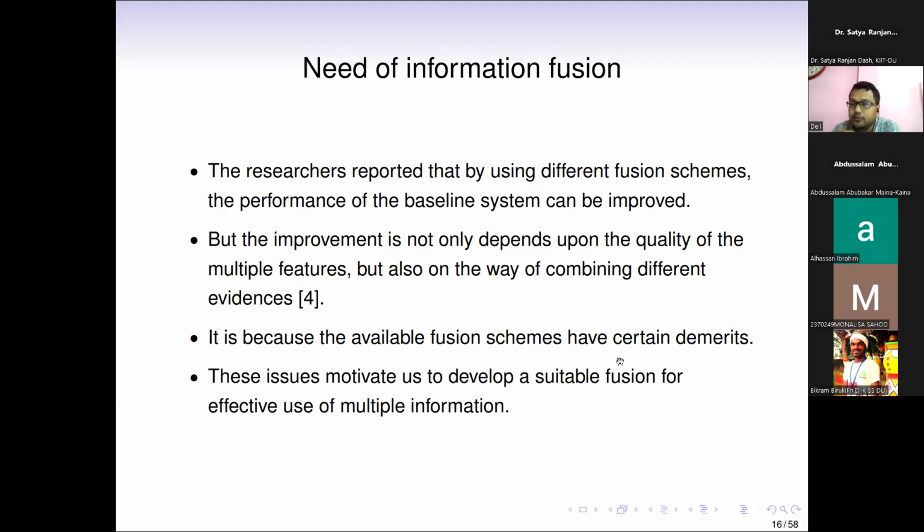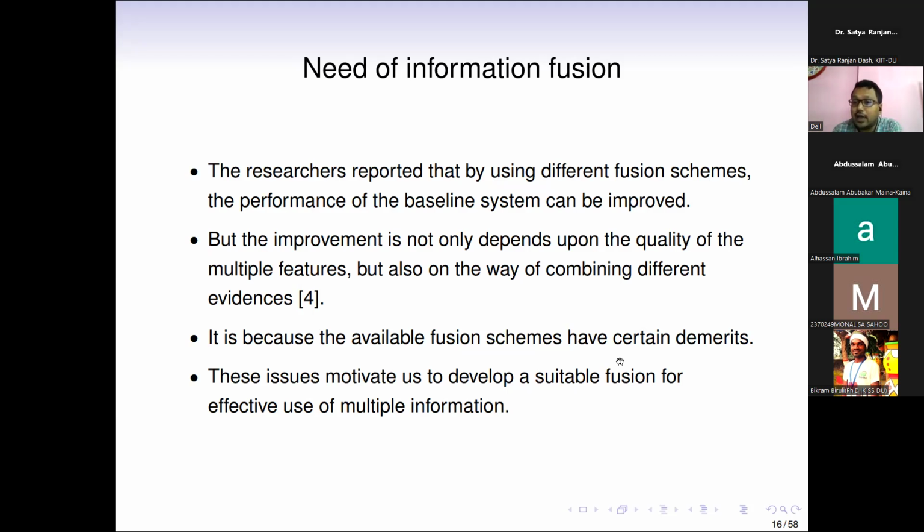This is because the available fusion schemes have certain demerits. All the available fusion schemes have some problems. What kind of problems? We will discuss. Now, there are many fusion schemes and we need multiple information, but all these fusion schemes have different drawbacks. Suppose one feature fusion scheme has drawback X, then another will have Y. So for a generalized application, we cannot have a single fusion technique. So these things motivate us. This is my PhD work.